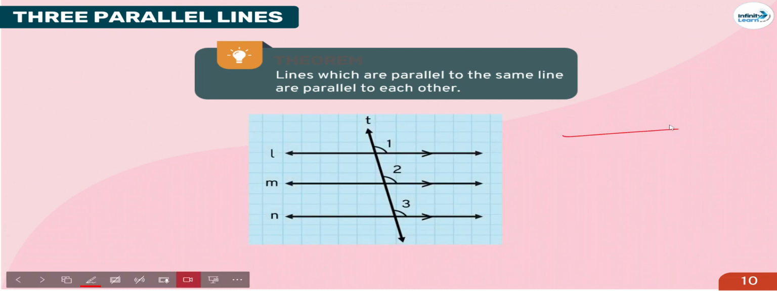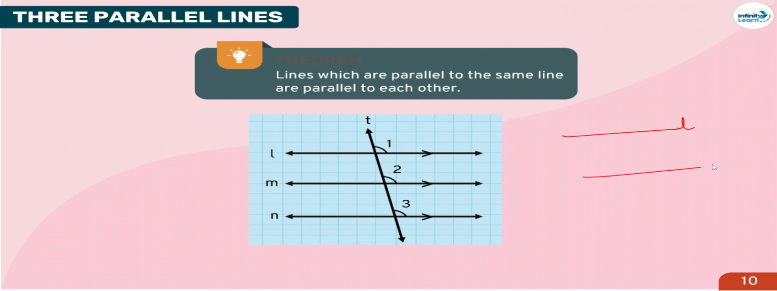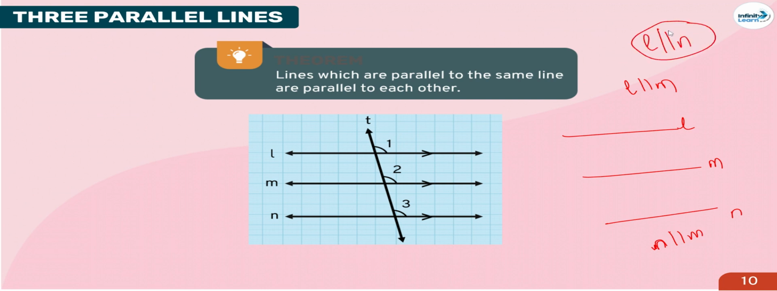For example, line L is parallel to line M, and line N is parallel to line M. So I can say that line L is parallel to line N. The lines which are parallel to the same line are parallel to one another. Therefore, line L is parallel to line N.